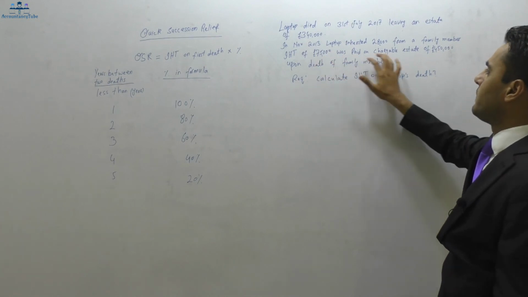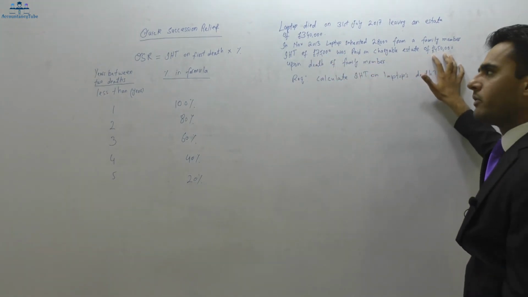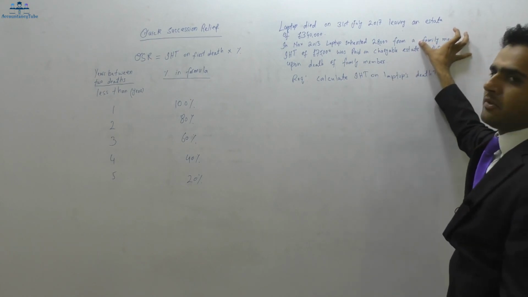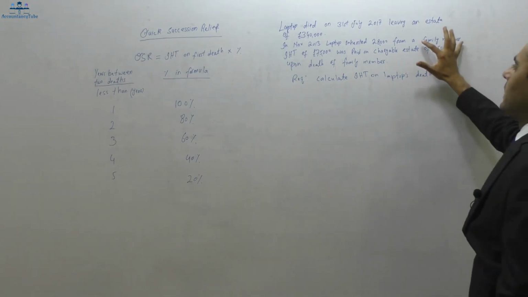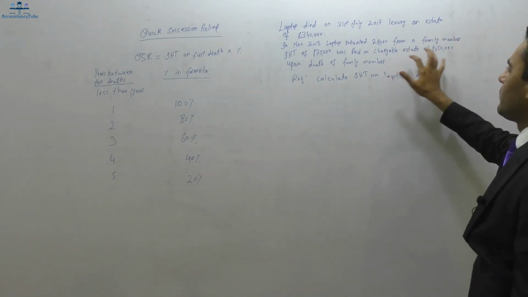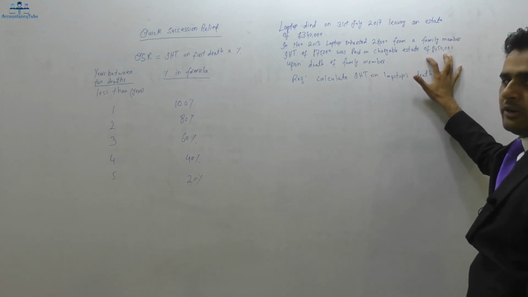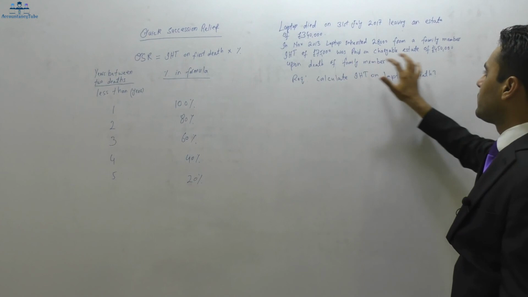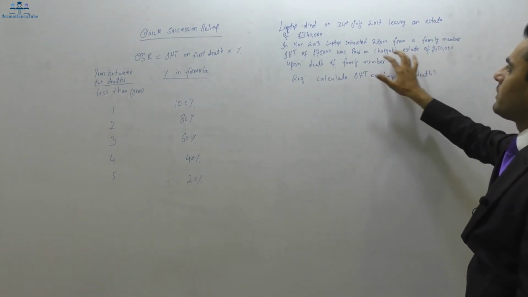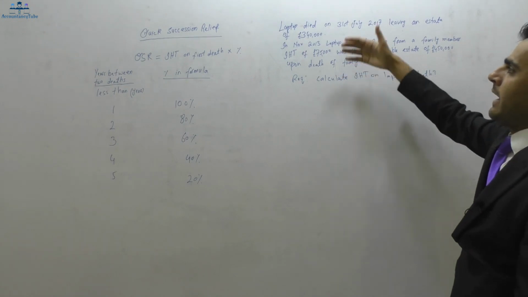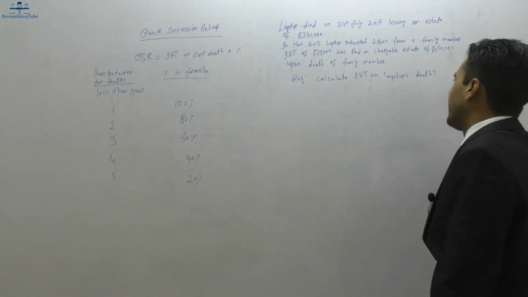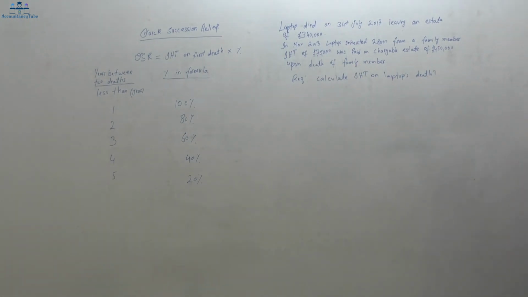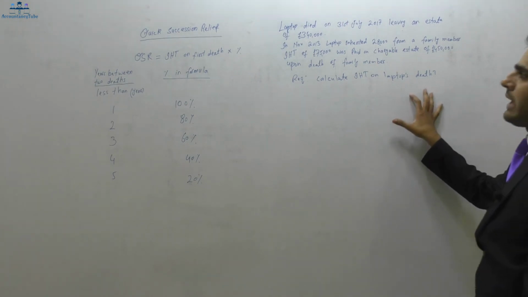IHT of £75,000 was paid on chargeable estate of £450,000. Now when that family member died, the name is not given and relationship is not given as well, so it's basically one of the family members. There was a total chargeable estate of £450,000, on which the total IHT paid was £75,000. In that amount there was £28,000 of that gift as well, which was inherited by laptop eventually. Required: calculate IHT on laptop's death. So what would be the IHT on laptop's death?